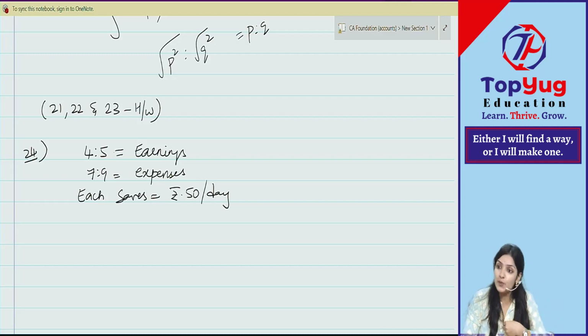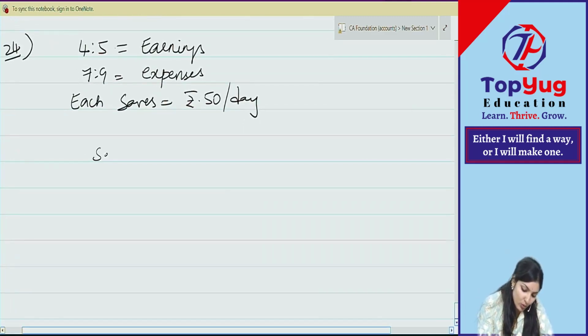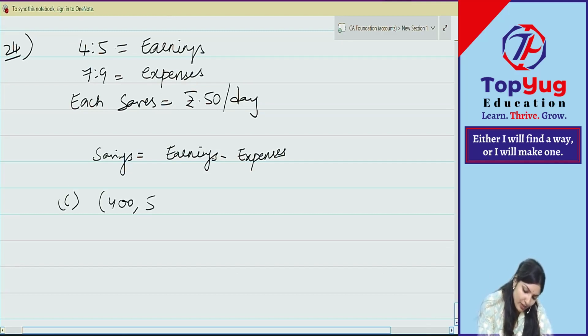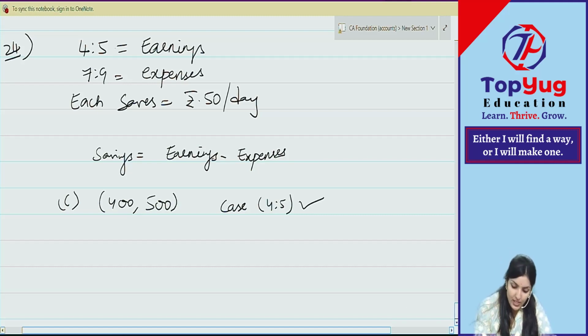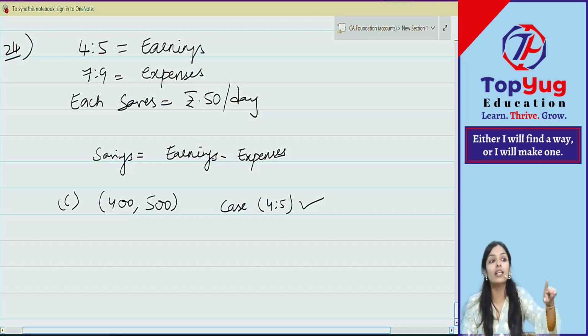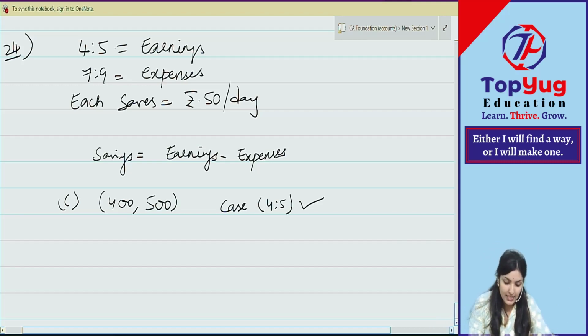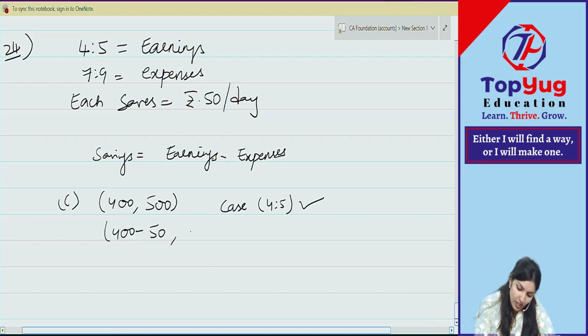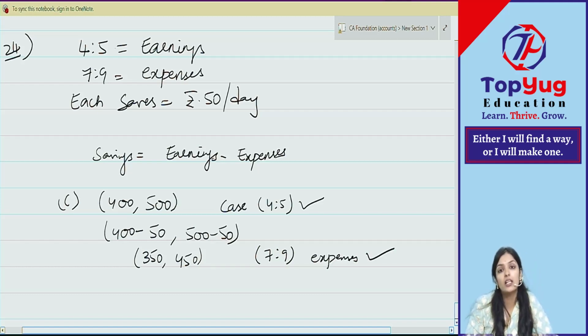Savings means earnings minus expenses is equal to savings. So just have a look. Everyone have a look over here. Savings is equal to earnings minus expenses. Okay. I take option C. Option C 400 comma 500 their earnings. Case 1. 4:5 satisfied. Now case 2 I am subtracting expenses. Sorry, I am subtracting savings. If I subtract the savings from earnings, I will be left over with expenses, as simple as that. So 400 minus 50, comma 500 minus 50. So this is 350 and then 450. This is in the ratio of 7:9. These are the expenses. Case 2 satisfied. Option C is the right option.